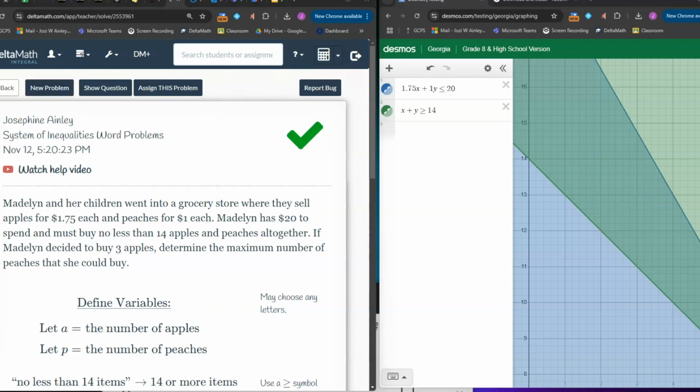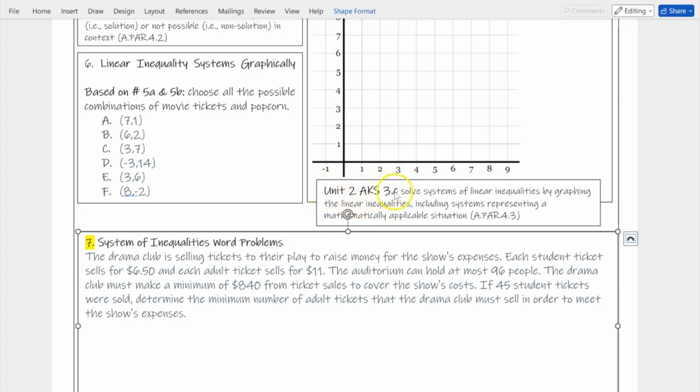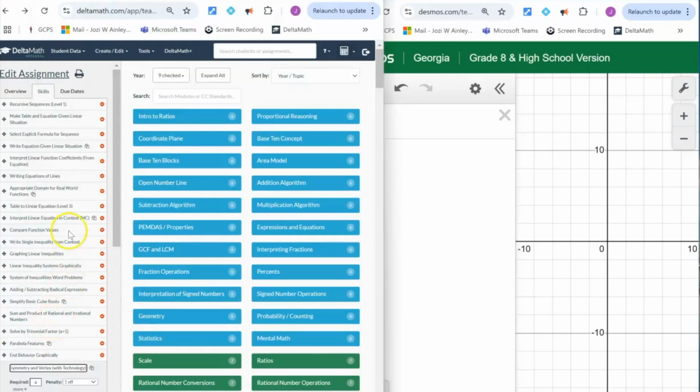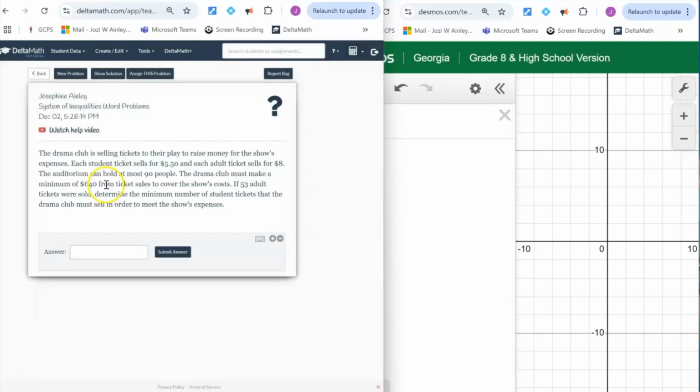Let's practice. All right, so we have Unit 2, AKS 3C, solve systems of linear inequalities by graphing the linear inequalities, including systems representing a mathematical applicable situation. So we're looking at systems of inequality word problems. I already have one pulled up, but you're going to go into your DeltaMath and look at systems of inequalities word problems. So it's this one right here. And those are the questions that you are doing. So the question will change each time.